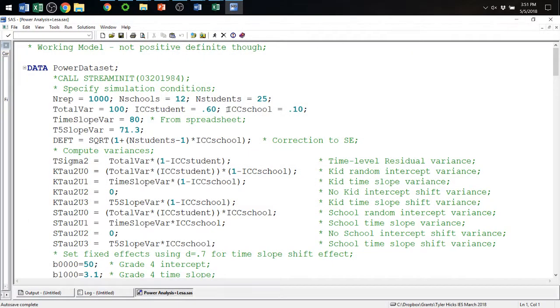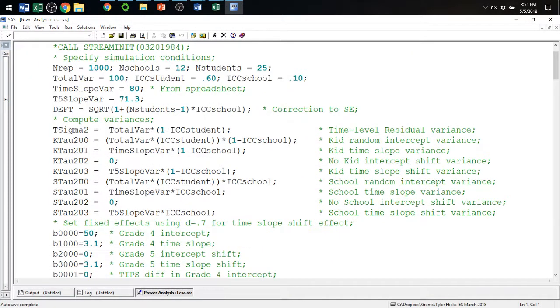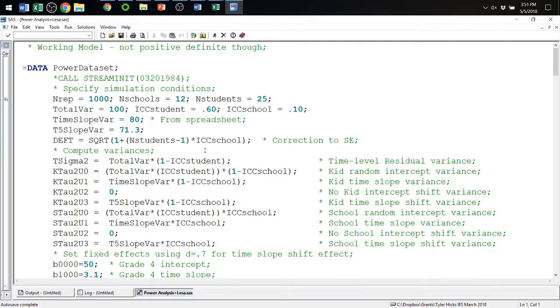I did want to point out one last other resource I can provide you. Some folks have asked me about power in the context of clustered longitudinal designs.